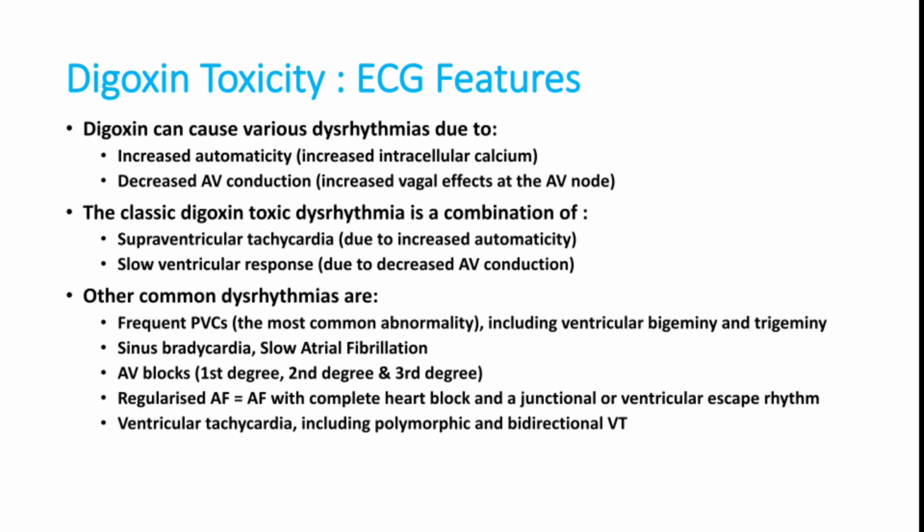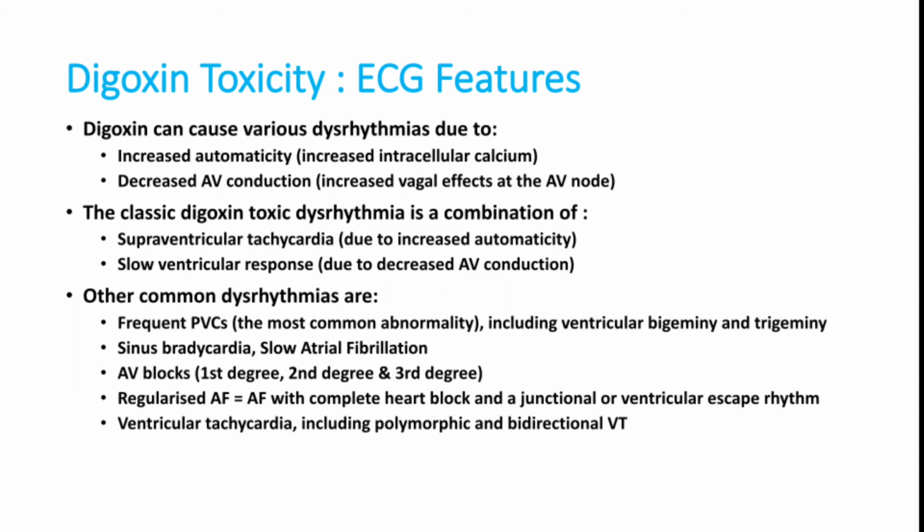If the VPCs or ventricular premature complexes are monomorphic, they are not dangerous, but if they are polymorphic or bigeminy or trigeminy, they are dangerous. Then sinus bradycardia and slow AF. That is very classical. Some patients can have sinus bradycardia. If the patient already has atrial fibrillation, the rate will be very, very slow, and in some patients atrial fibrillation with complete heart block can also be seen. Then first degree, second degree, third degree heart block, all are common in digoxin toxicity.